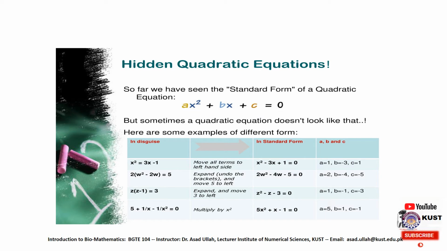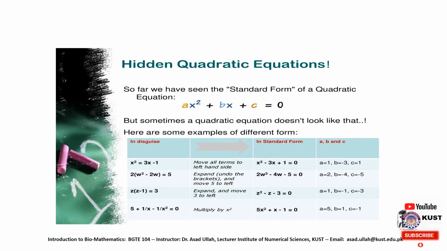So the standard form of the equation is x square minus 3x plus 1 is equal to 0, as given in the third column. The coefficient values a is equal to 1, b is equal to minus 3 and c is equal to 1 are calculated by comparing this equation to the standard equation ax square plus bx plus c is equal to 0.